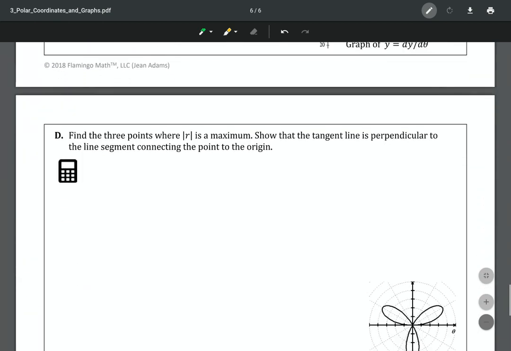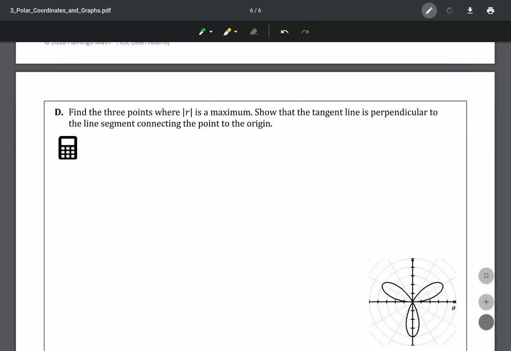All right, now on D. And again, we're almost done. Thank goodness.